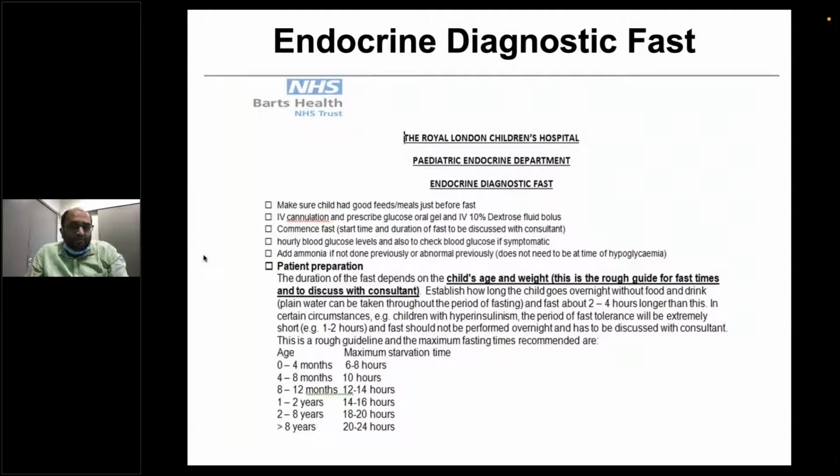I'm just sharing a protocol which we have here as the endocrine diagnostic fast. Obviously, this is in an older child. So depending on the age of the child, we decide the fasting time. Based on the fasting time, we make sure they get all the blood samples taken. Sometimes we need to put a cannula in prior to the fasting test. We then have a list of blood tests that need to be taken either when they are hypoglycemic, when the blood glucose drops during the fast test, or at the end of the fast, and depending on the age, we decide the duration of the fasting test. Next slide.